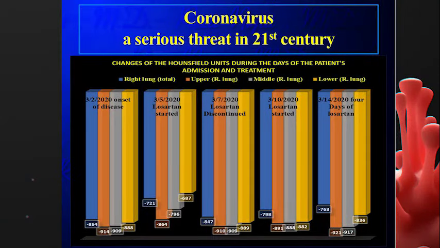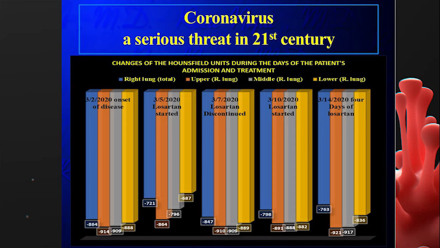Dear friends, till now we have studied the changes in Hounsfield unit in the axial views of the serial CT scans of the patient. I would like to present a histogram as a summary of our study. There are 5 histograms of the Hounsfield unit of the total right lung and the upper, middle, and lower parts of the axial view of the right lung during the days of admission of the patient. It is obvious that the Hounsfield unit on March the 2nd in the total right lung and the 3 divided parts shows enough aerated areas at the onset of the disease.